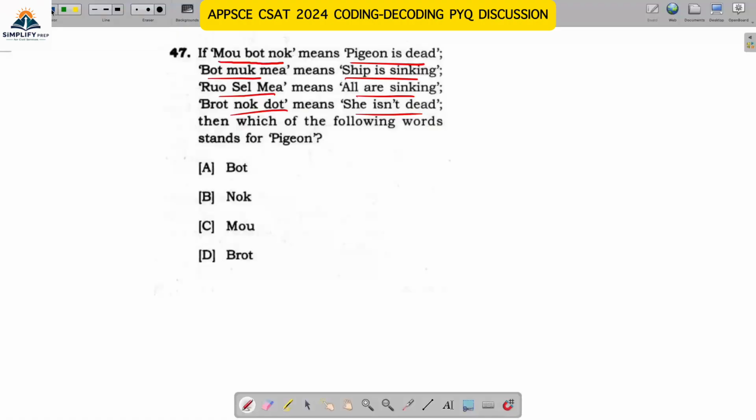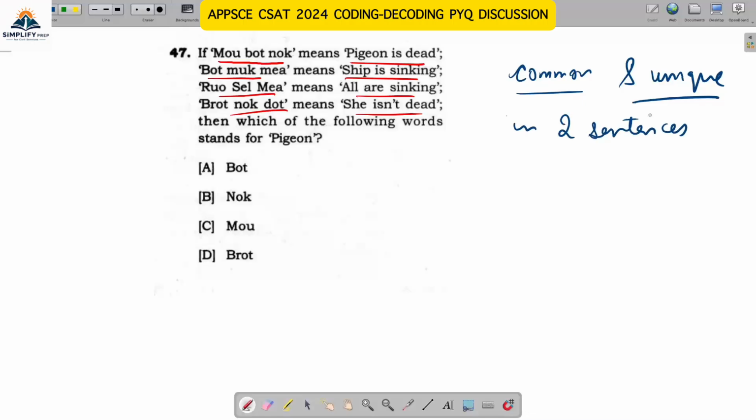So how we should approach this kind of question? Here you have to find common and unique word in two sentences. In two sentences, what is common and unique word? So that will give us the code for that word. What does that mean? Like suppose this sentence is pigeon is dead, we don't know what is, है ना, माओ बॉट, वो नहीं हमें पता है.